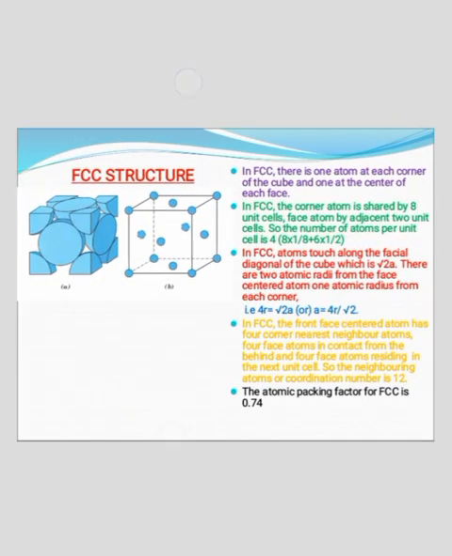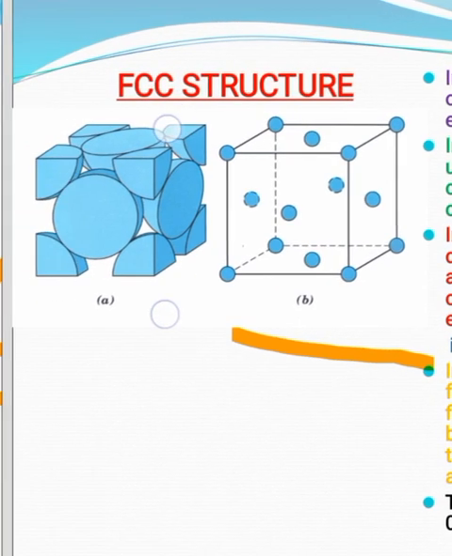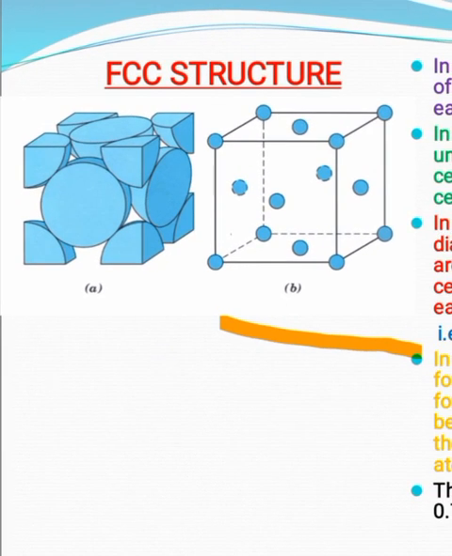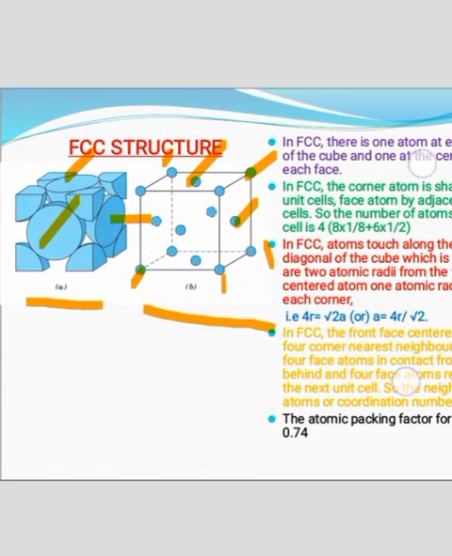Next, FCC structure. Here you see the FCC structure. On all the faces we have one complete atom as well as corner atoms. That is called the face-centered cubic structure. So on all the faces we have one atom, particularly half atoms.